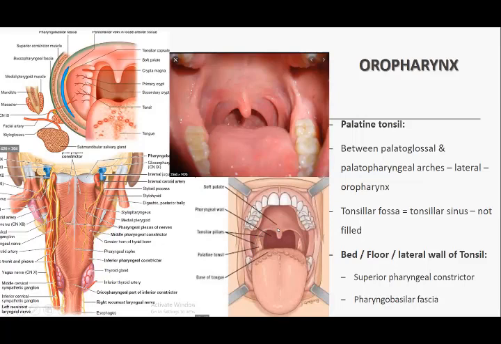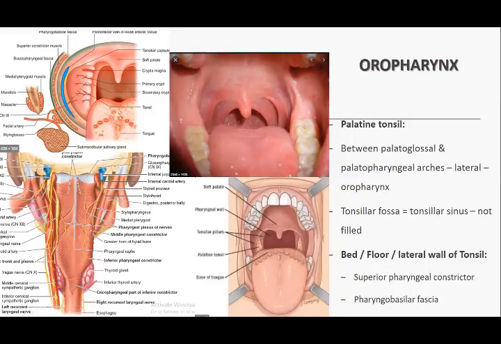Superiorly you have the soft palate, inferiorly you have the base of the tongue. On either side you have the palatoglossal arches, not the palatopharyngeal. It is bounded by the palatoglossal arches. So on the lateral side of the oropharyngeal isthmus you have the palatoglossal arches like this. This is basically the boundary of the oropharyngeal isthmus.